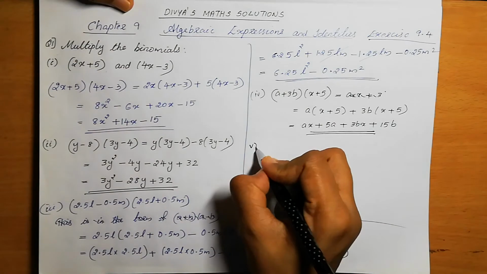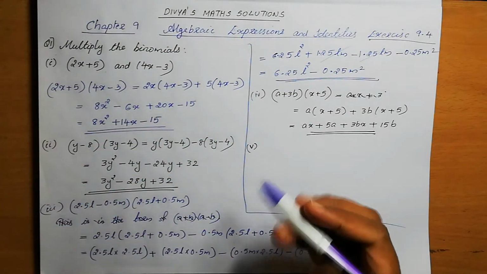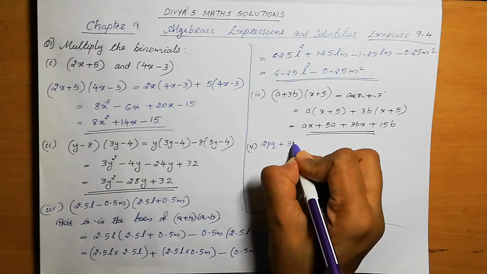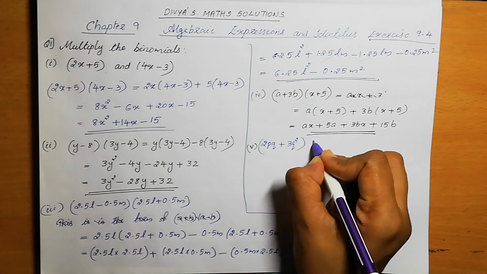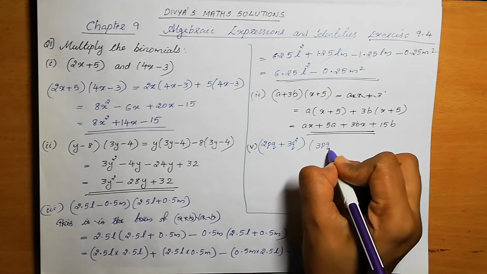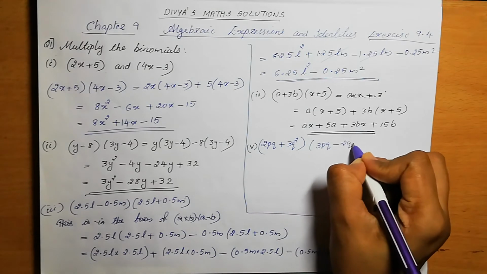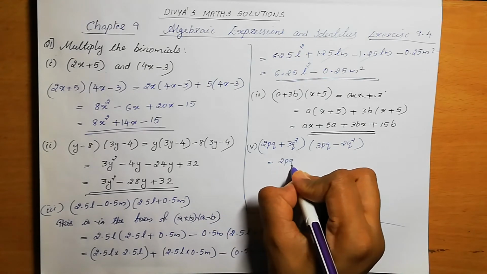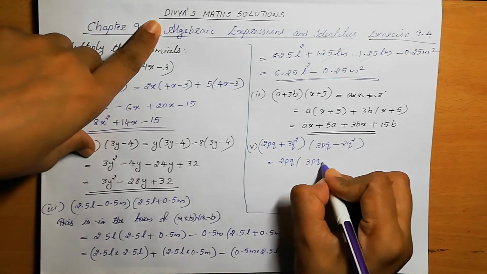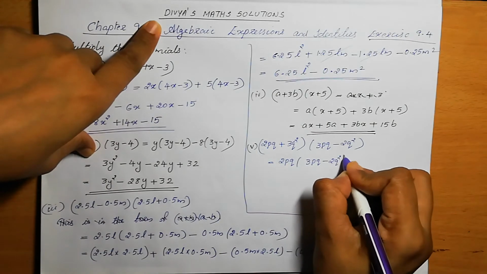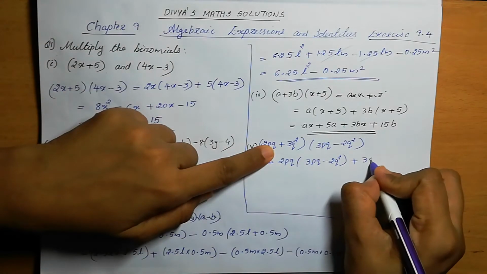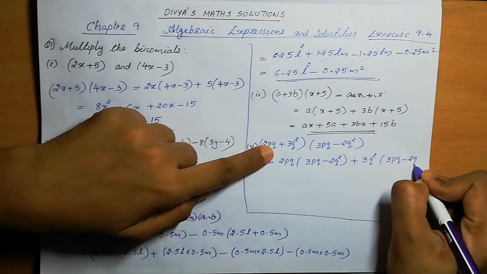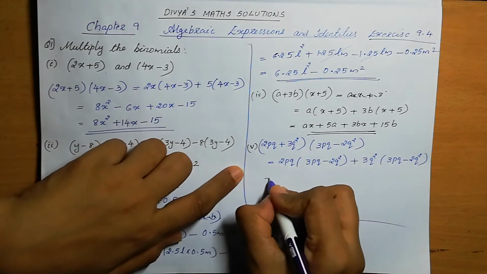Next, fifth one. Fifth one is (2pq plus 3q square) into (3pq minus 2q square). So this one also we can open the bracket. 2pq into (3pq minus 2q square) plus 3q square into (3pq minus 2q square). So we can open the bracket.